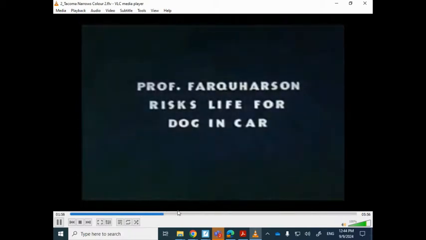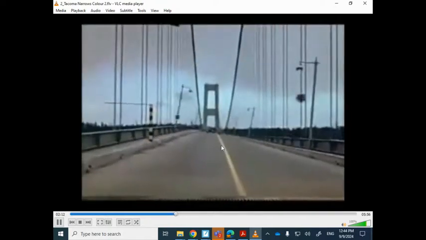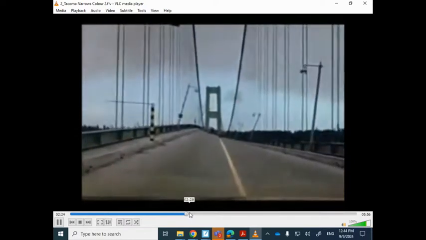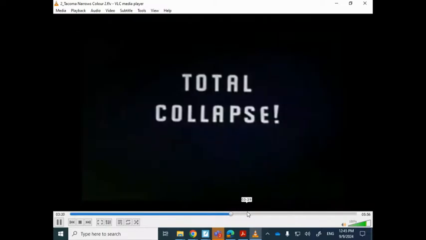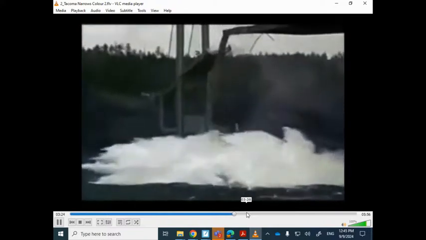There's a car here. There's a video of a professor out there walking along the bridge. He went to save a dog or something. See him walking in the center, coming up. There he is, walking along the center where it wasn't vibrating as much. Not very long after that, boom, the whole thing collapsed.